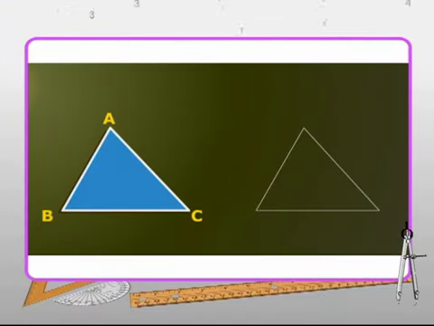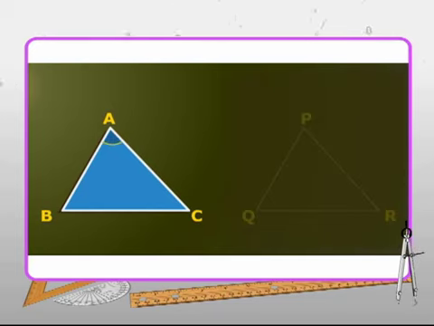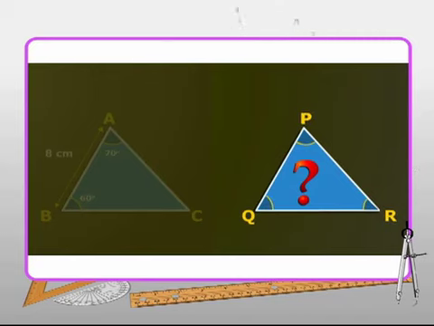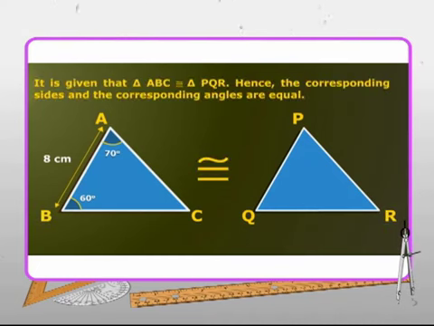Given that triangle ABC is congruent to triangle PQR, angle A is equal to 70 degrees. Angle B is equal to 60 degrees. Side AB is equal to 8 centimeters. Find angle PQR and the side PQ. Since we are given that triangle ABC is congruent to triangle PQR, hence their corresponding sides and the corresponding angles are equal.